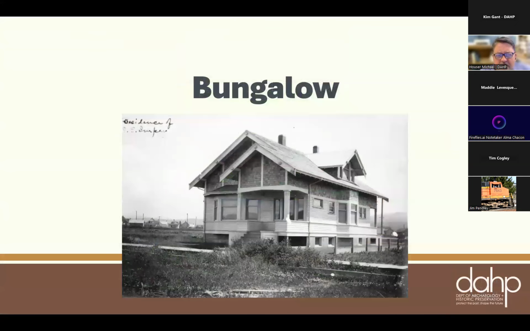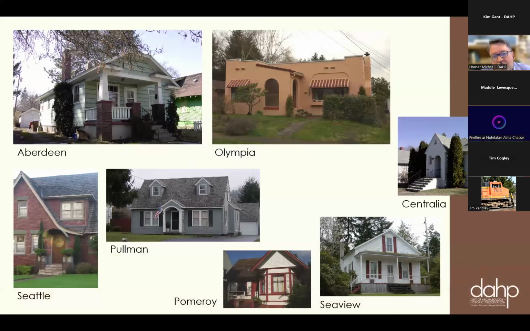What about bungalow? Everybody knows what a bungalow is, right? But do you know what a bungalow is? Bungalow really could be applied to any of these sorts of designs because by definition, bungalow is a small house with a porch. And these obviously have lots of different styles applied to them.